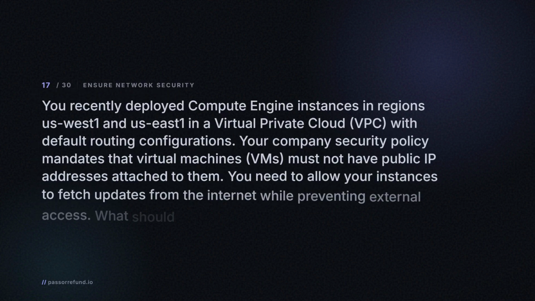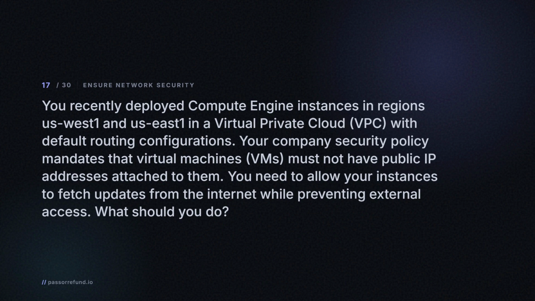Hey, take a look at this. So, you recently put some Compute Engine instances in the us-west1 and us-east1 regions, right? They're in a virtual private cloud, VPC, with the usual routing setup. Now, your company's security policy says that your virtual machines, VMs, can't have public IP addresses. But you still need those instances to grab updates from the internet without letting anyone from outside get in. What do you think you should do?